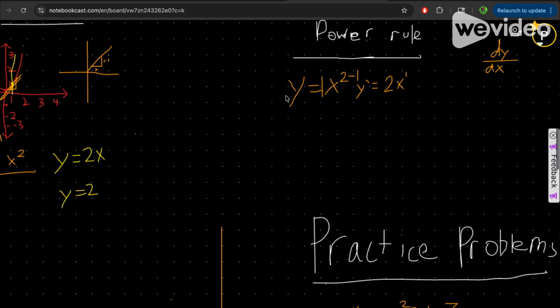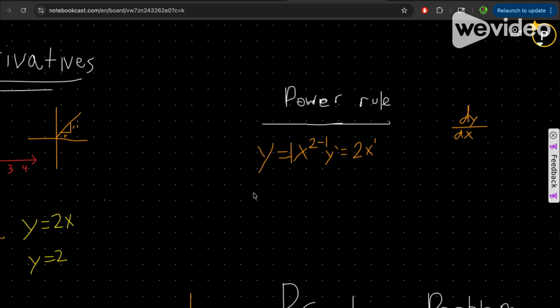Okay, let's move on to some more advanced power rule. Let's say it's y equals 2x squared plus 7x plus 5.